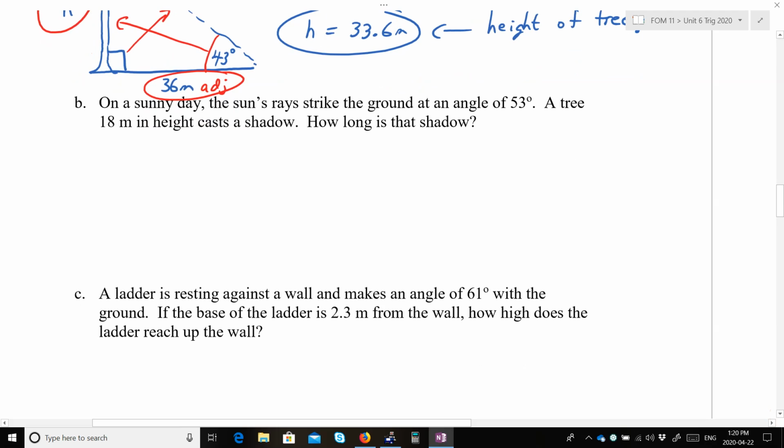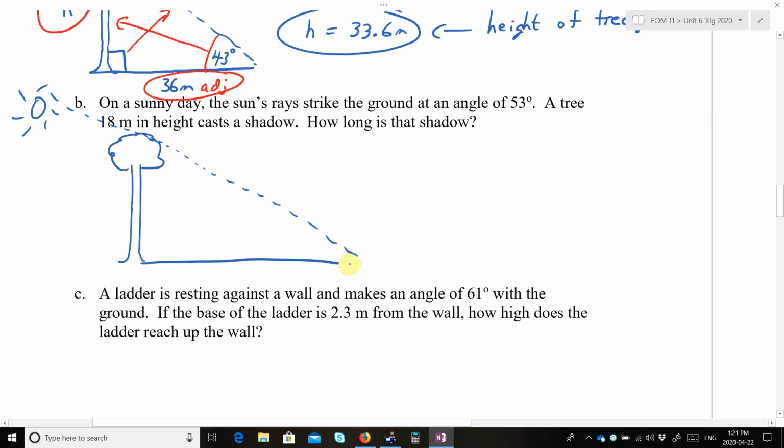Letter B, on a sunny day, the sun's rays strike the ground at an angle of 53 degrees. A tree 18 meters in height casts a shadow. How long is that shadow? Okay, so a tree again. We'll make it a tree like this time. Sun is up here, beating down. And its rays go like this, boom, hit the tree, and the tree casts a shadow like this.